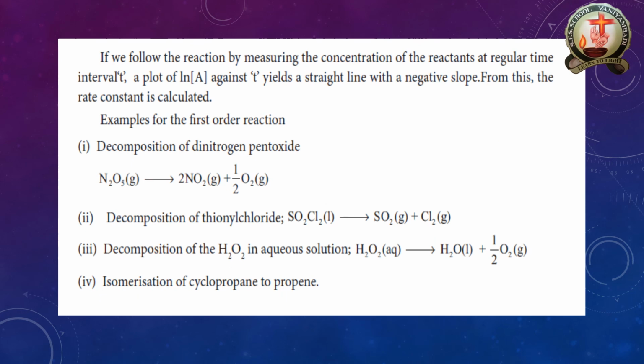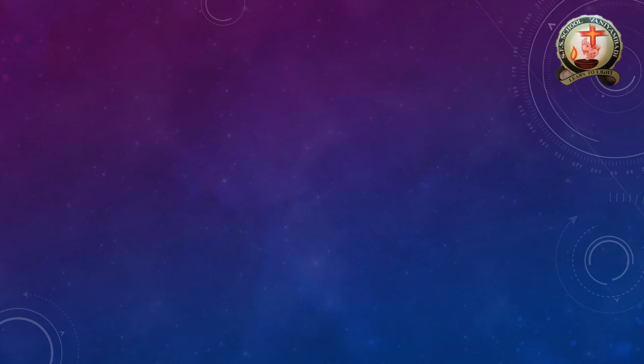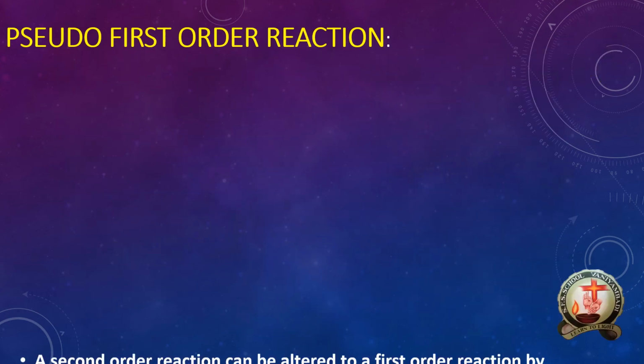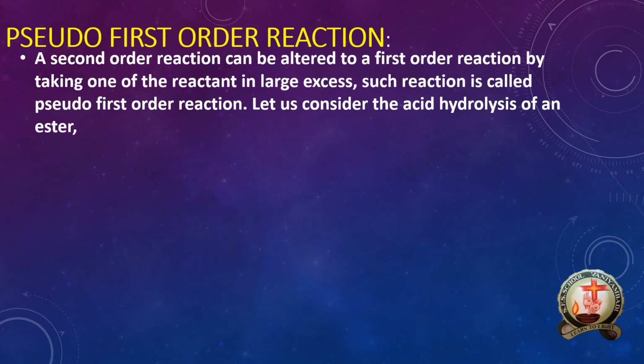Okay, these are some examples of first order kinetics reactions. This is the graph: time depends upon the concentration. Where the concentration is high, the time will be 0. Where the concentration is low, the time will be at a certain limit. So the concentration of reactant is directly proportional to the time. Next, the pseudo first order reaction.